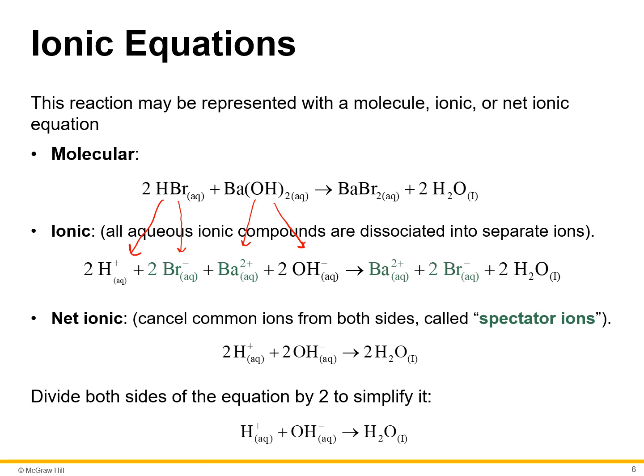And if we wanted a net ionic equation, that just means we cancel whatever is on the left and the right. So here the Ba's will cancel, the Br's will cancel, and then we're left with H+ and OH- giving us water. This would be our net ionic equation.